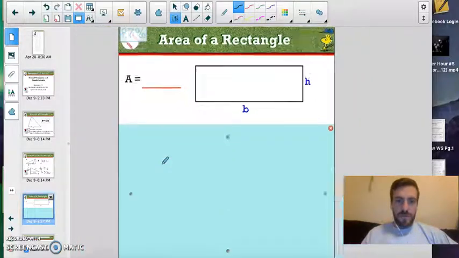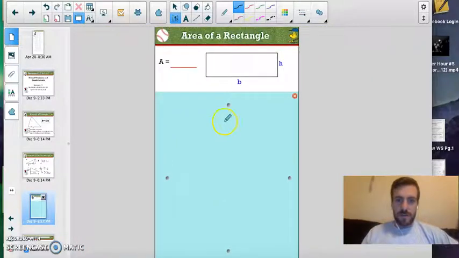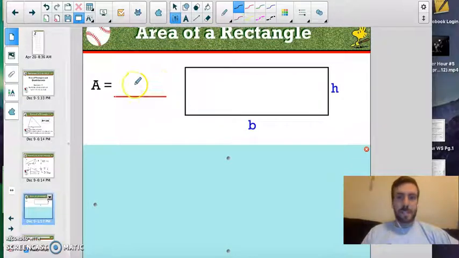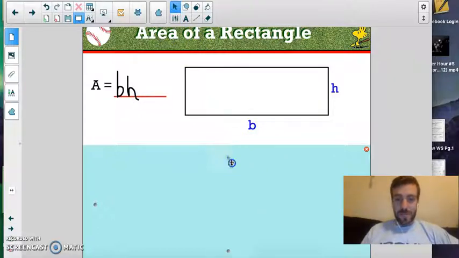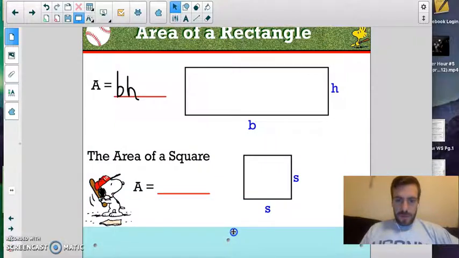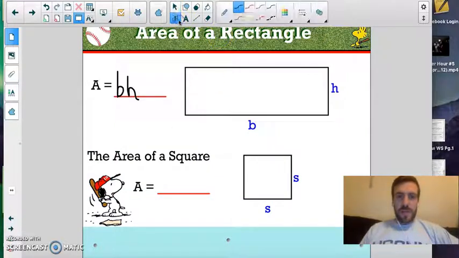Area of a rectangle. Base times height. Again, while I'm doing this, you should be writing this down on your note sheet. I'm pretty sure we all know that. Square is also base times height, but since these are the same, we can just say side times side, which is the same thing. Sorry if that looks like a 5.